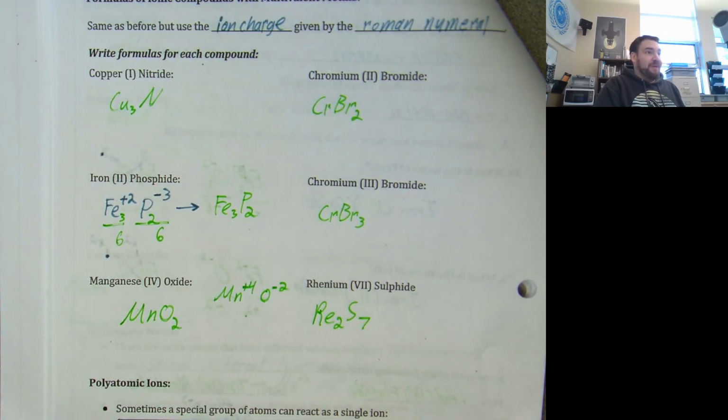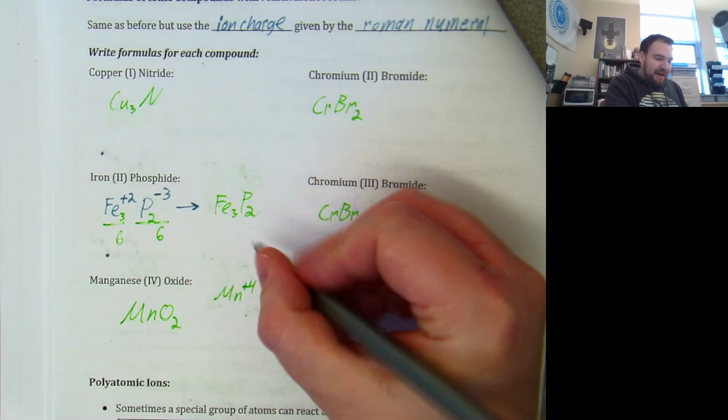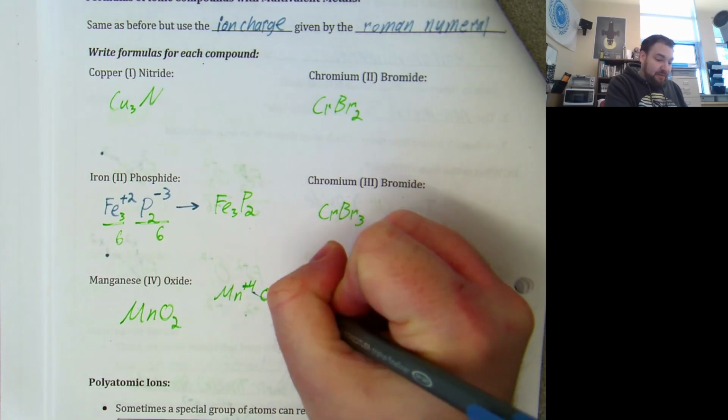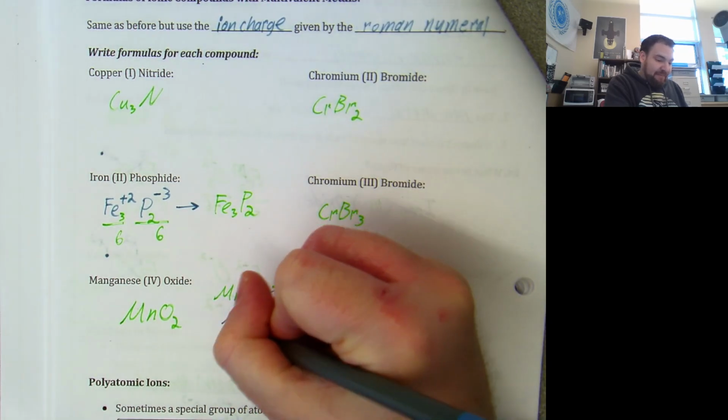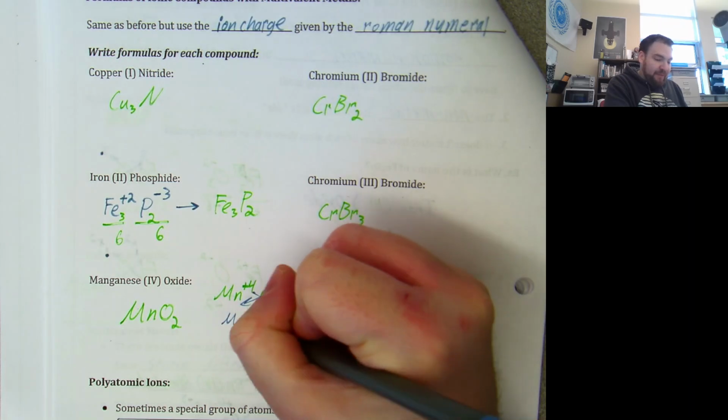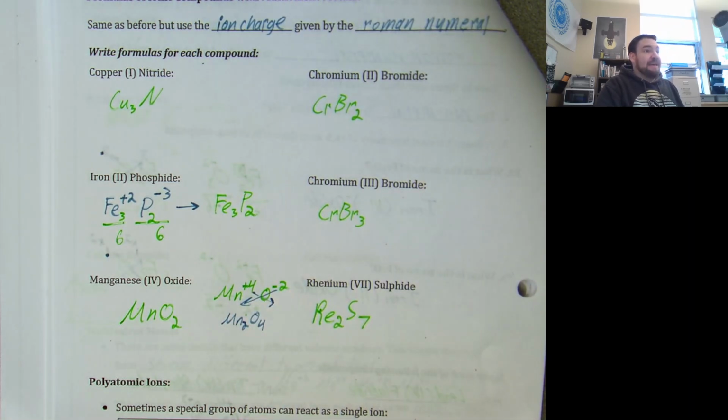Now, Matthew, I saw on your page you like to swap and drop, right? So let's swap and drop. If I do that, I get Mn2O4, but remember the last step in swap and drop is if I can, I must reduce.